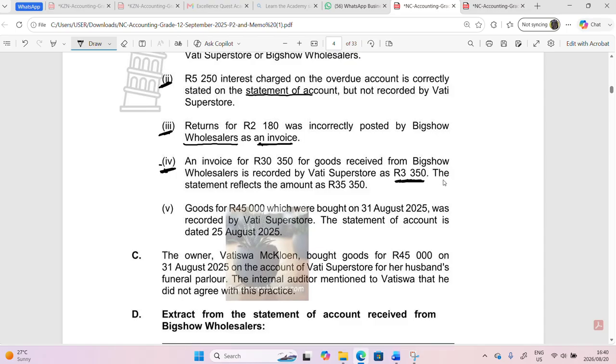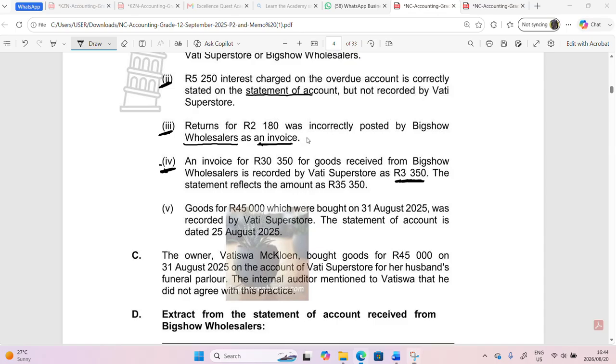3,350. The statement reflects the amount as 35,350. So guys, this transaction will affect both our records, the creditors ledger and also the creditors reconciliation statement, because this is what happened. We bought goods for 30,350, but on our side we only recorded that we bought goods on credit for only 3,350. Can you see that we have undercasted the amount that we owe the supplier?